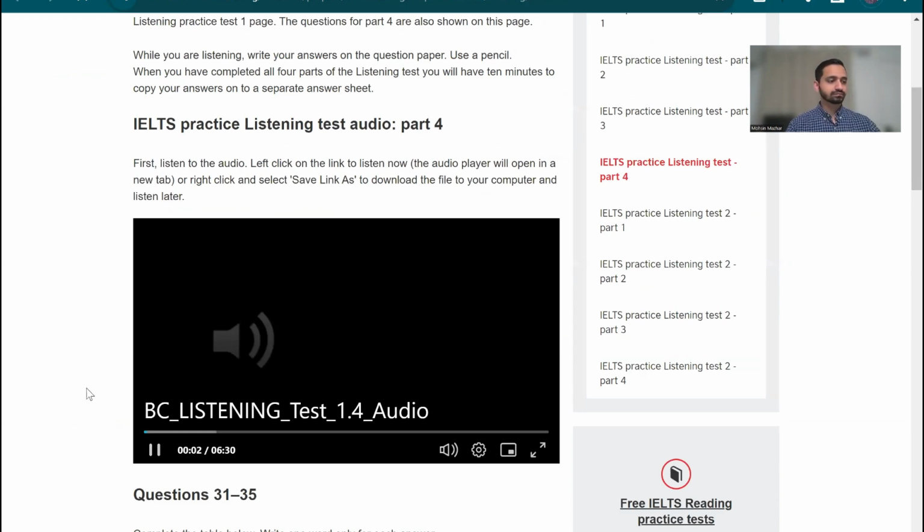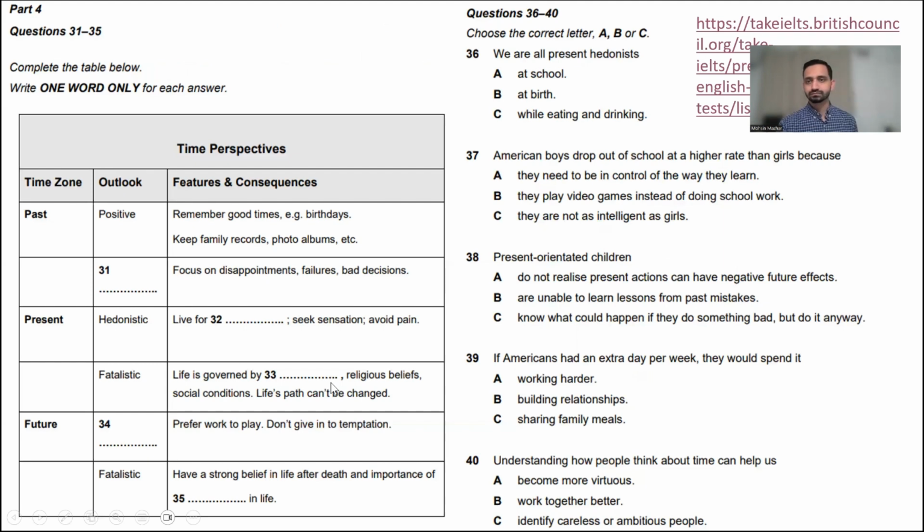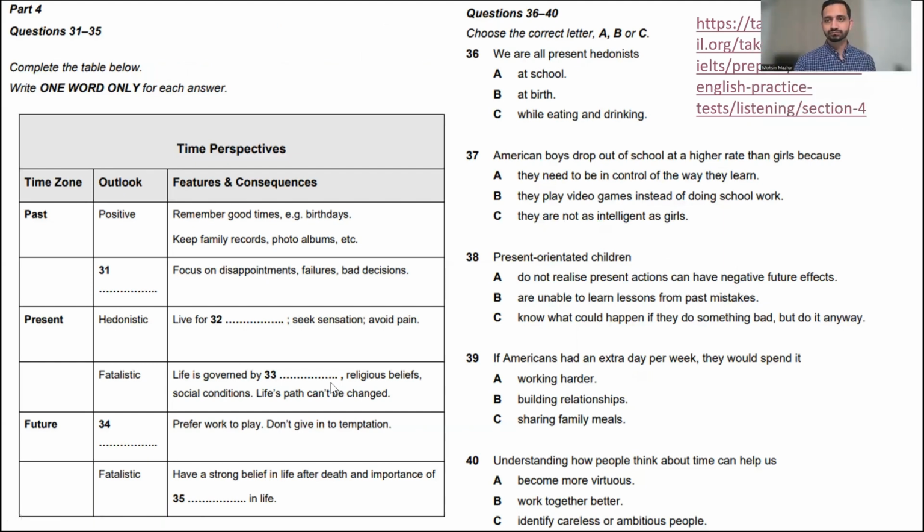Section 4. You'll hear a talk on the topic of time perspectives. First, you have some time to look at questions 31 to 40. Listen carefully and answer questions 31 to 40.